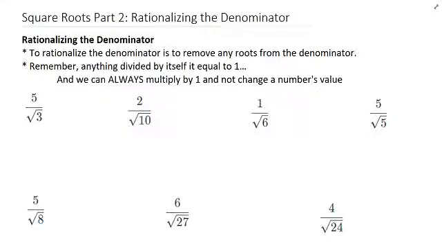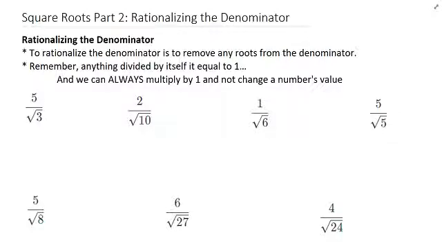Okay, so now we're going to be rationalizing the denominator. If you have not watched the first part of simplifying square roots, I would highly recommend you do that first, as we'll be using some of those skills here. Okay? All right, so rationalizing the denominator. To rationalize the denominator means we want to remove any roots that are in the denominator. We don't want them there.